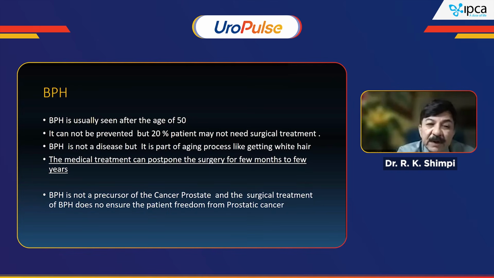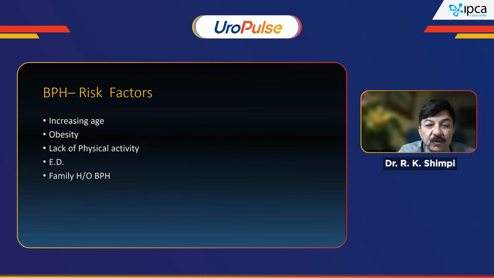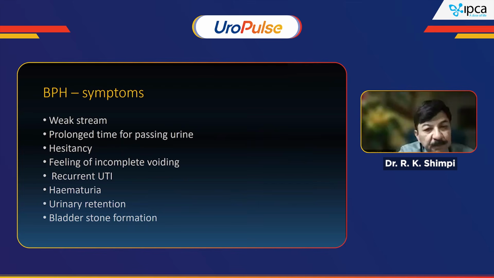So these are the risk factors: the increasing age. As I told you, this is the aging process; obesity, lack of physical activity, erectile dysfunction, and the history of BPH. These are the risk factors for benign prostatic hyperplasia.